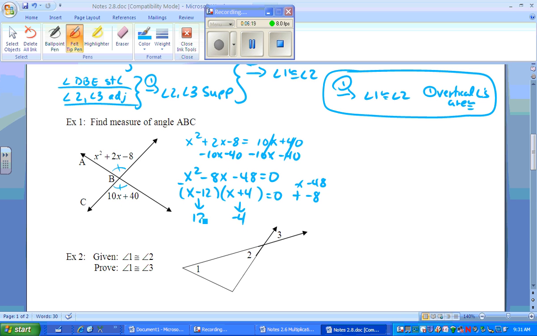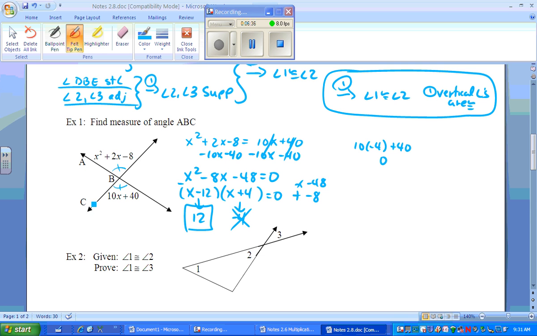Let's try it out. I always try the negative one first. So we got 10 times negative 4 plus 40. Well, that's negative 40 plus 40. That's 0. Can you have an angle measure of 0? So negative 4 doesn't work. 12 is the only one that works.